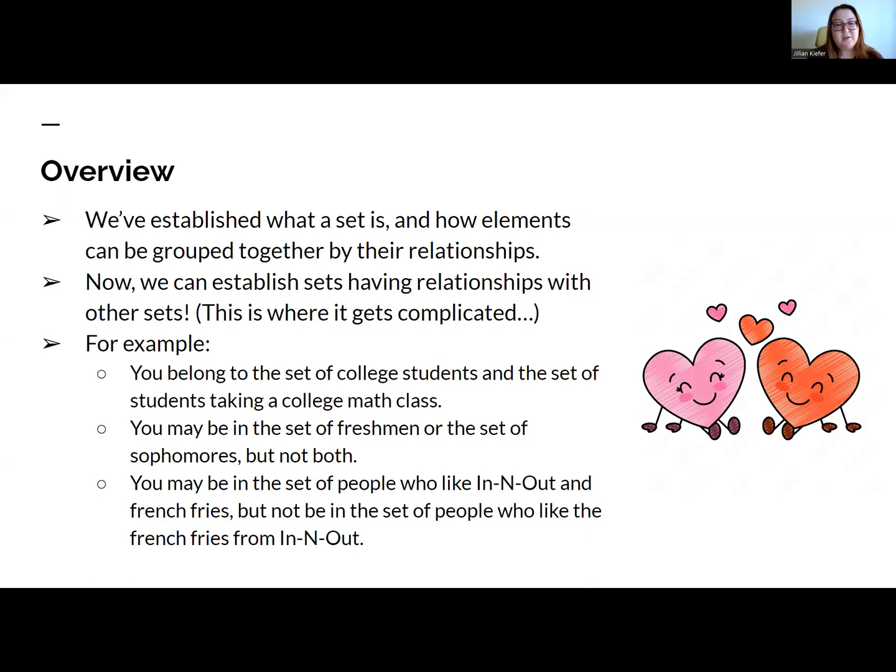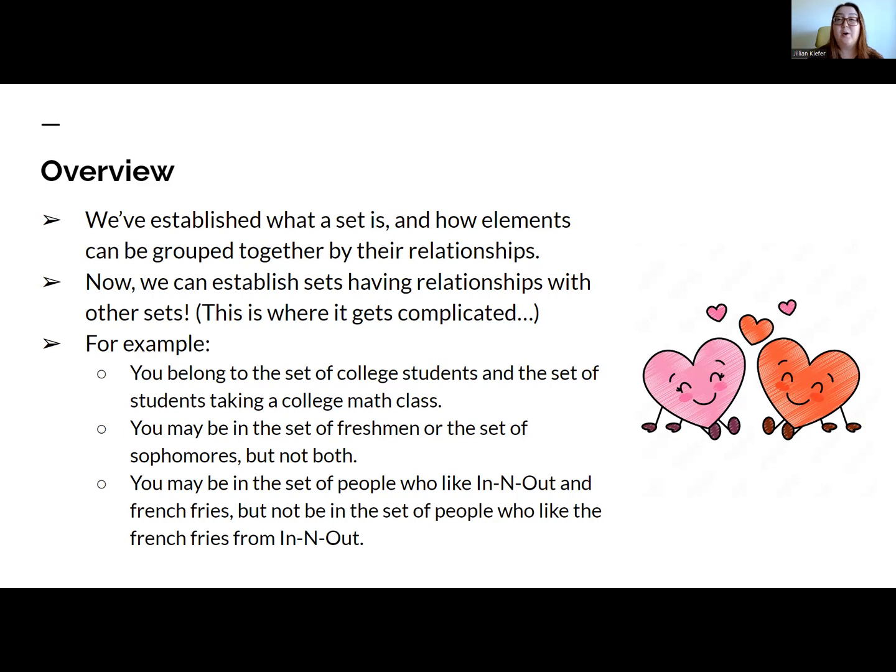But for example, say you belong to the set of college students and you belong to the set of students taking a college math class. Those are two separate sets, and in theory, you would belong to both of them. You are a college student, you are taking a college math class. You may also be in the set of freshmen, or you can be in the set of sophomores, but you technically cannot be both. You cannot be considered a freshman and a sophomore. You are a freshman or you are a sophomore.